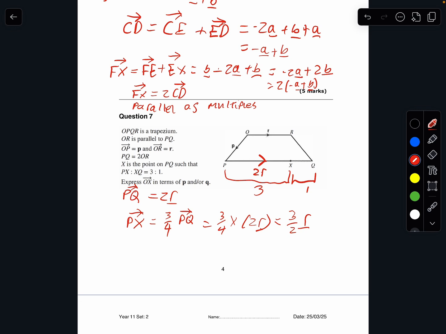I want to find O to X, so I know that O to X is going to be O to P plus P to X. Well, I've just found P to X without even thinking about it. So that's going to be p plus 3 over 2 r. And we are done. Don't know why that says q, let's just say r. Okay, easy.